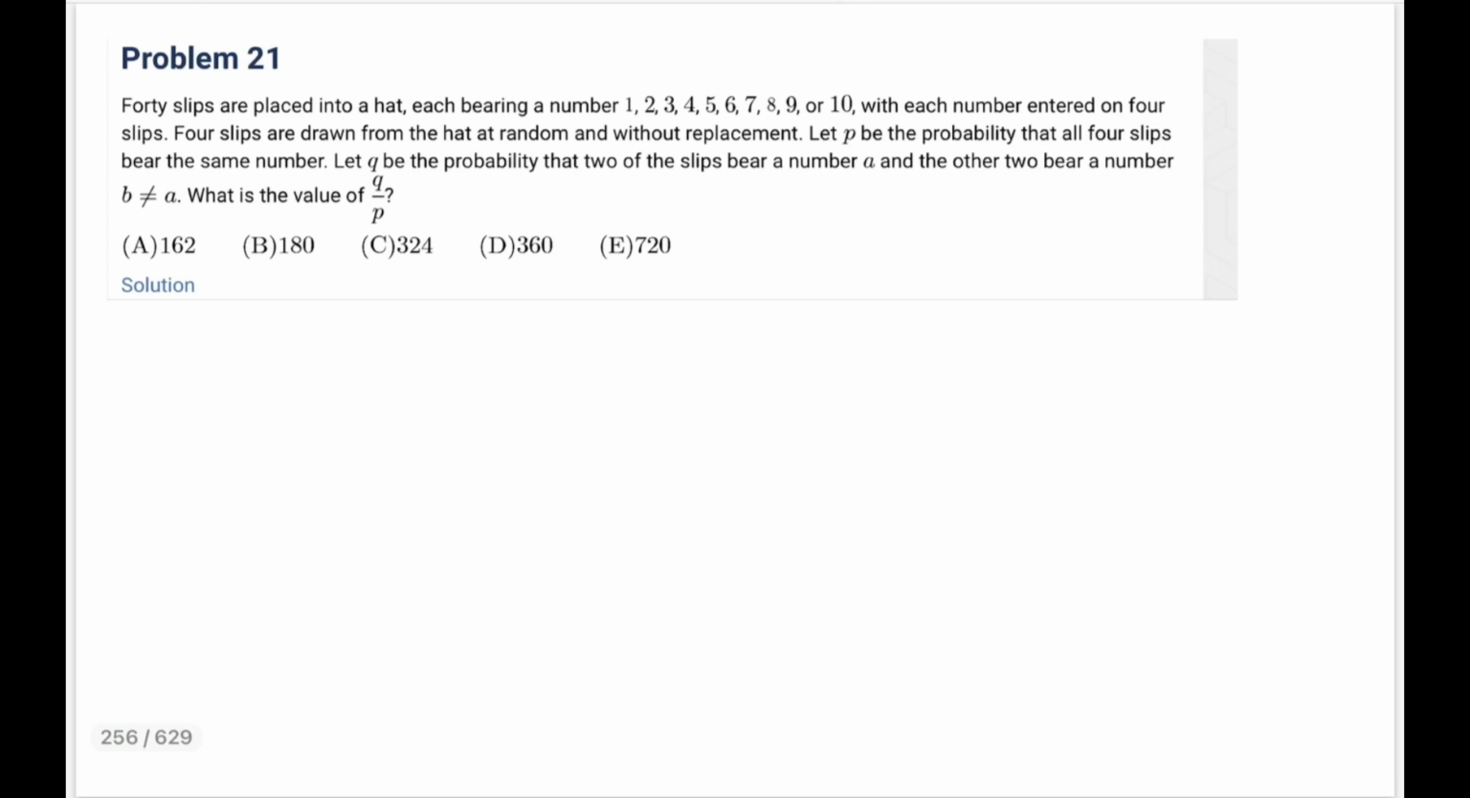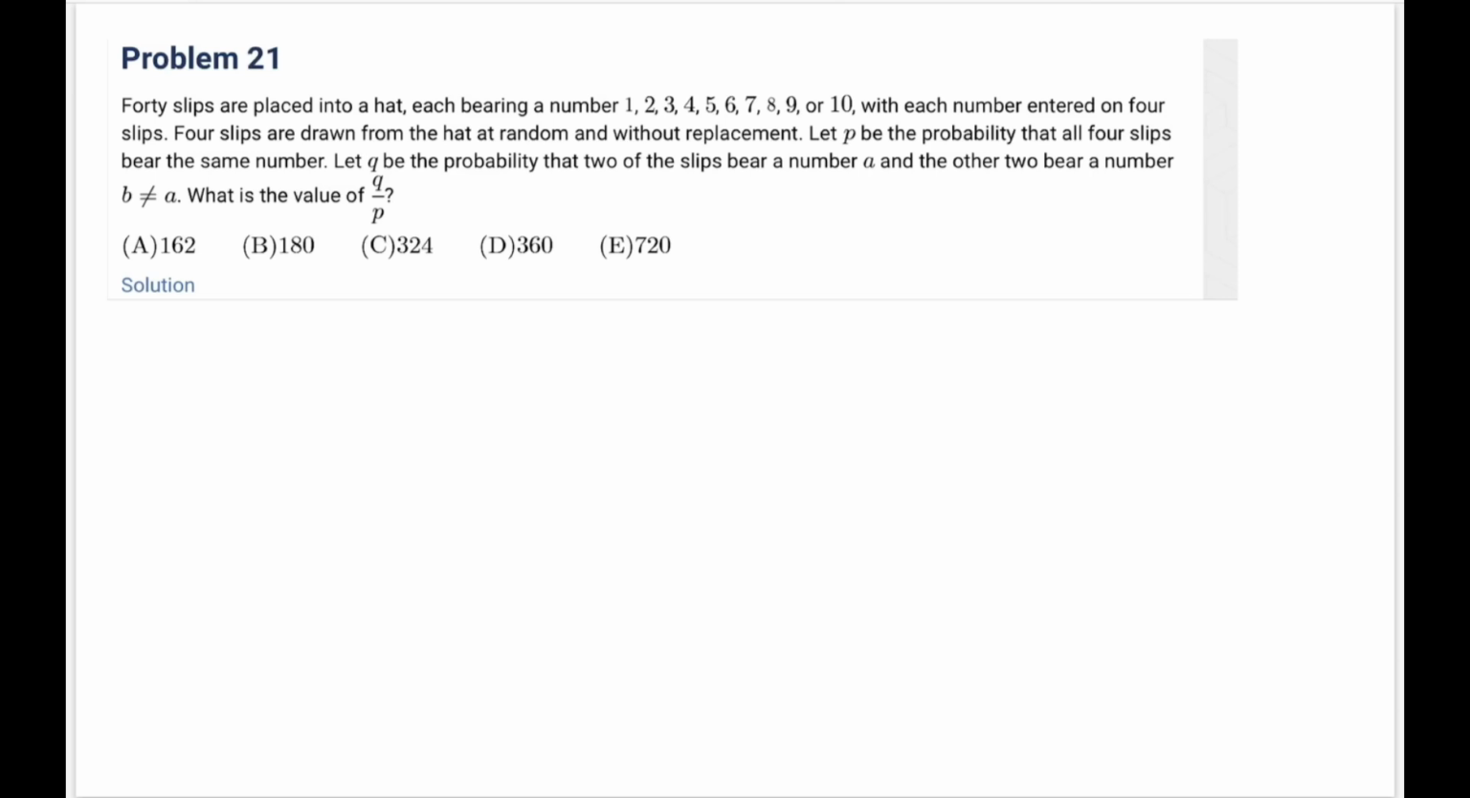Problem number 21. 40 slips are placed into a hat, each bearing a number 1, 2, 3, 4, 5, 6, 7, 8, 9, or 10, with each number entered on 4 slips. 4 slips are drawn from the hat at random and without replacement. Let P be the probability that all 4 slips bear the same number. Let Q be the probability that 2 of the slips bear a number A and the other 2 bear a number B not equal to A. What is the value of Q over P?